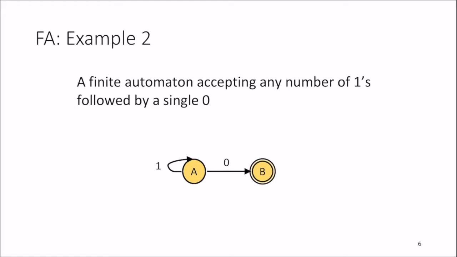Another example here is a finite state automaton accepting any number of 1s followed by a single 0. If I were to write this down as a regular expression, I would write it as 1 star 0. And this is a finite state machine. So this A is the start state, and as you can see, if I start off at state A and I have a sequence of 1s followed by a 0, if I'm at state A and the input is 1, I can take this transition and end up in the state A, then take another.